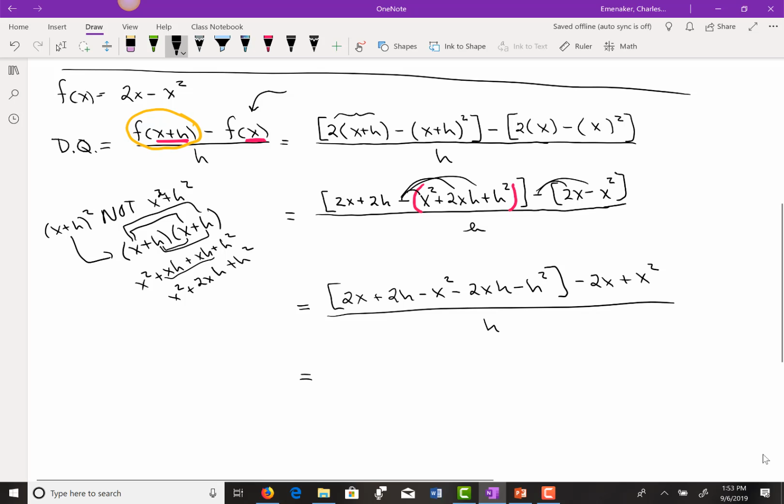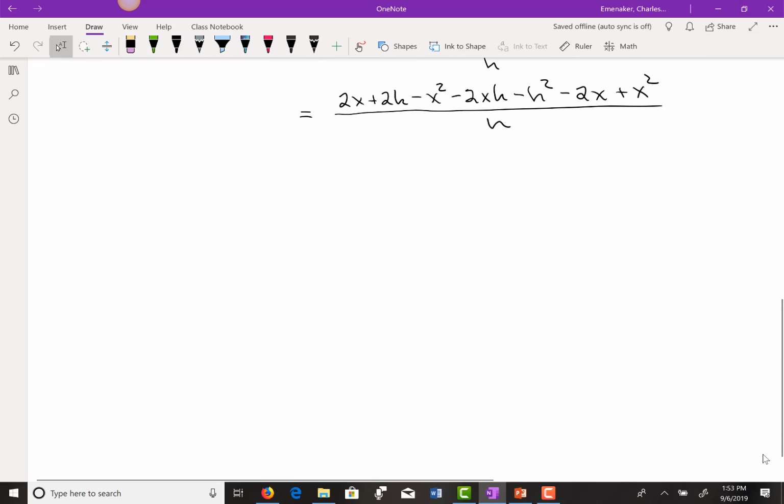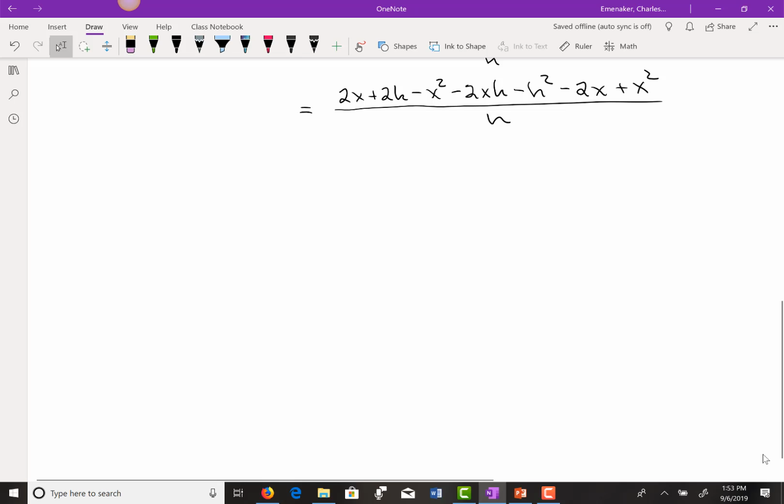Let's see if there's some things that we can combine. Well, what we really have is this 2x plus 2h minus x squared minus 2xh minus h squared minus 2x plus x squared all over h. There. Following me so far? What'll cancel? Yeah. Do you see this 2x here? It'll cancel with that minus 2x there, won't it? Anything else that'll subtract off or cancel out? Good. We have a minus x squared plus x squared. That cancels out.